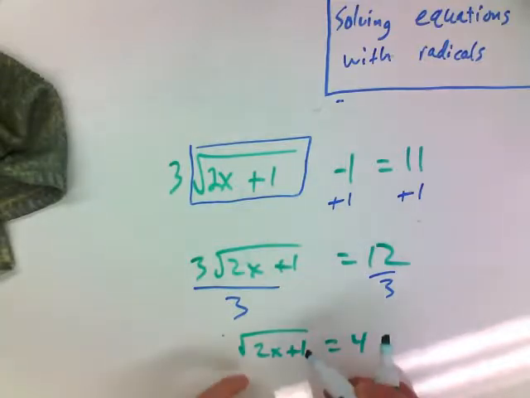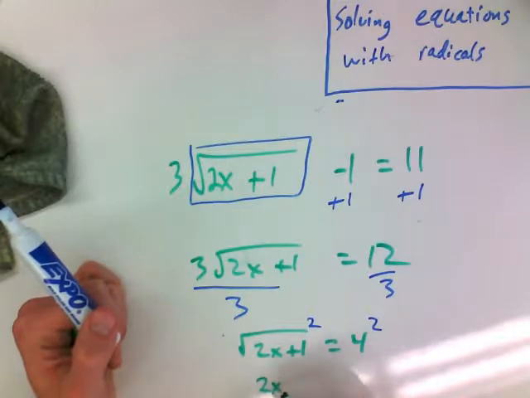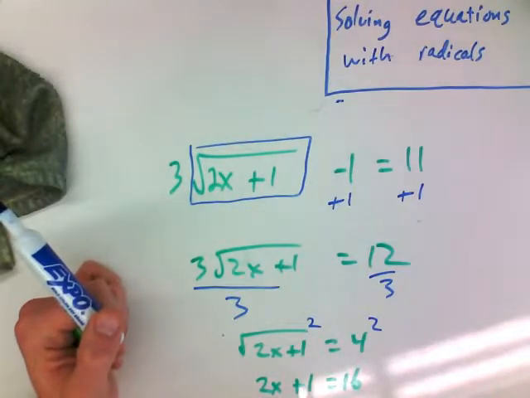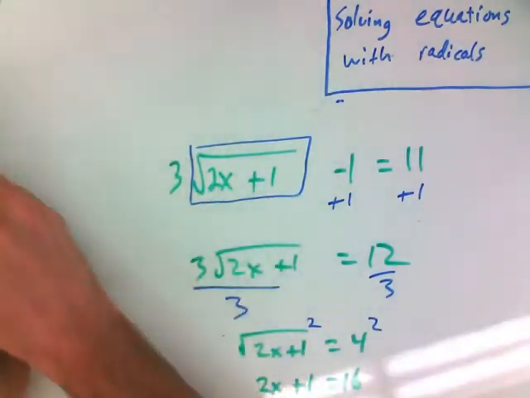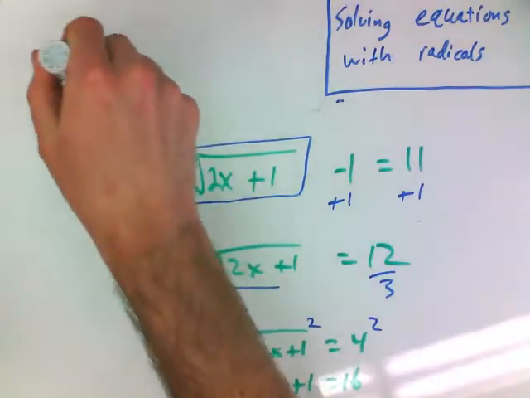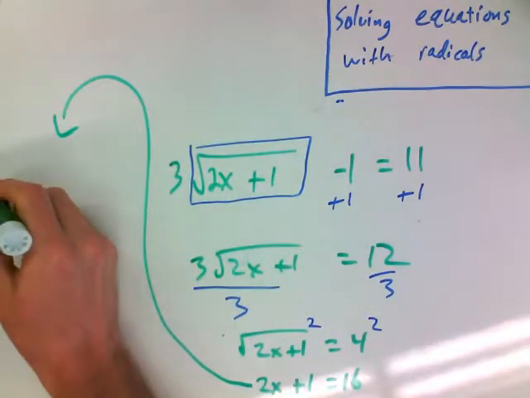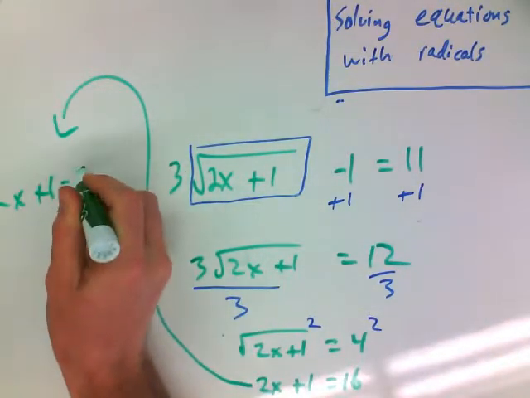So same move, now I'm down to the square root. I'm going to square both sides, and I get 2x plus 1 equals 16. And kind of out of room here, so I'm going to take this and bring it all the way up here. So 2x plus 1 equals 16.